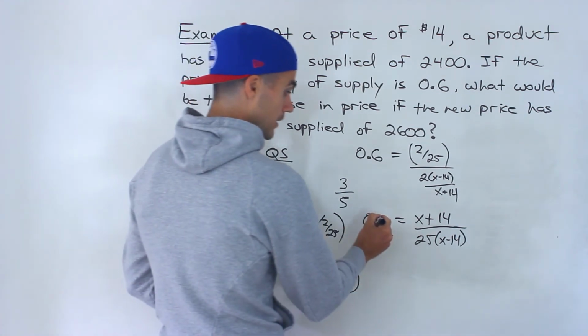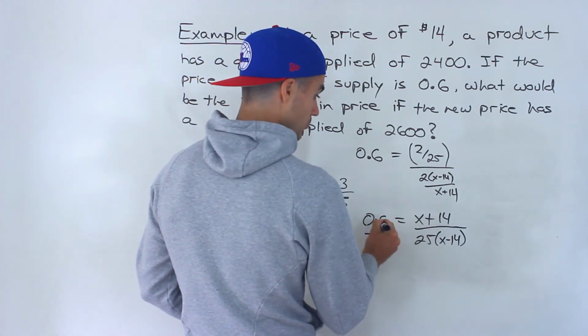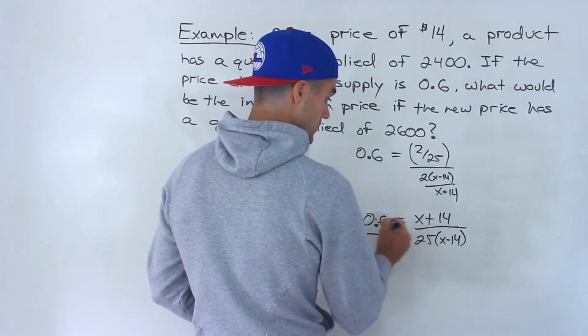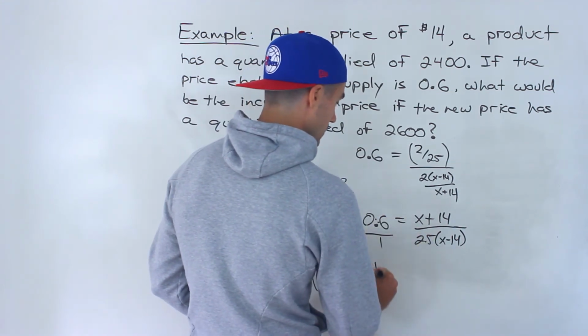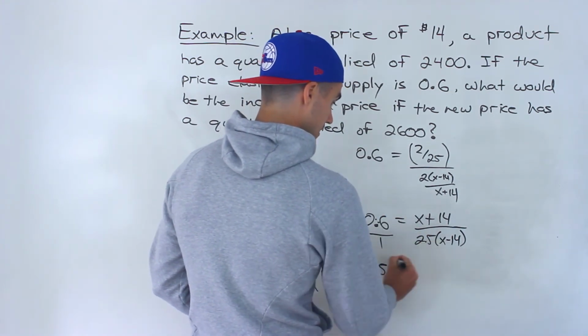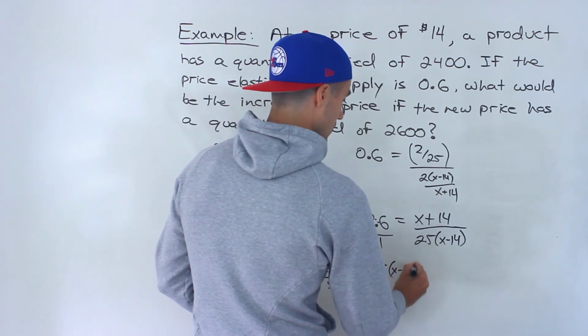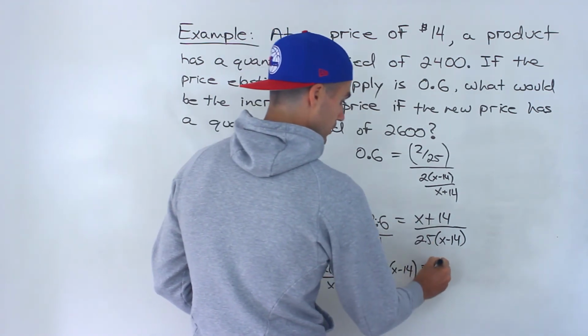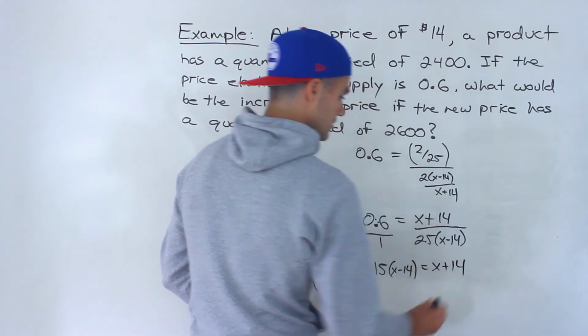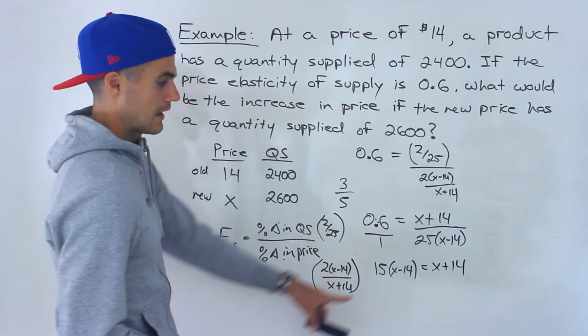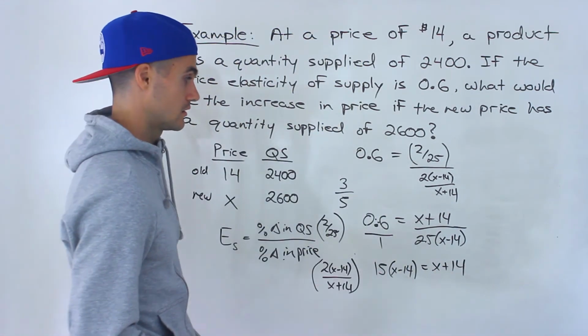So when I cross multiply here, 0.6 times all of this, we could just take the 0.6 multiplied by the 25, which would be 15. And then the x minus 14 is still there. And then 1 times x plus 14 is just x plus 14. And now this is looking a lot better.